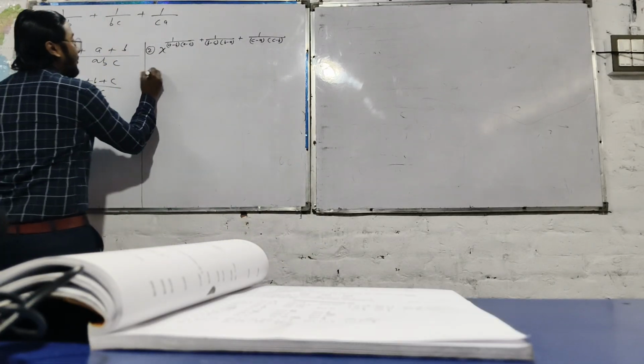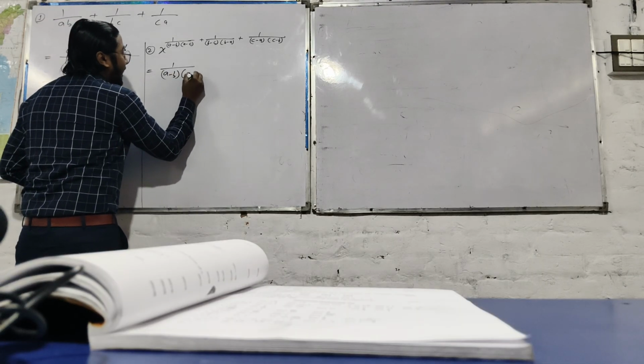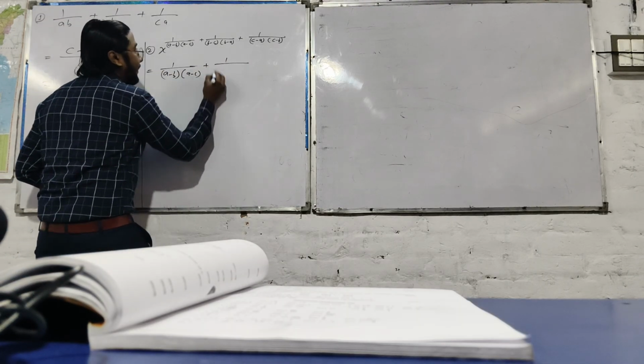So guys, now I'm gonna copy now 1 by a minus b and a minus c plus 1 by b minus c.